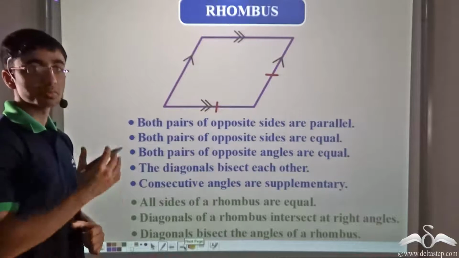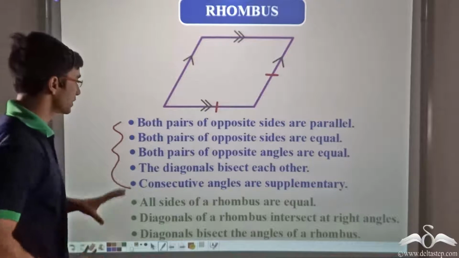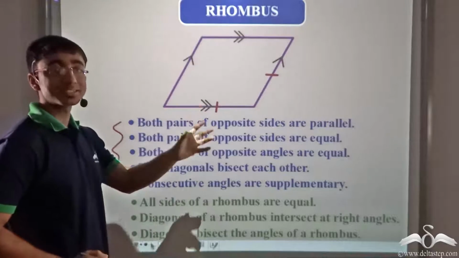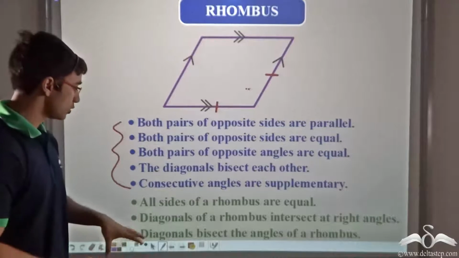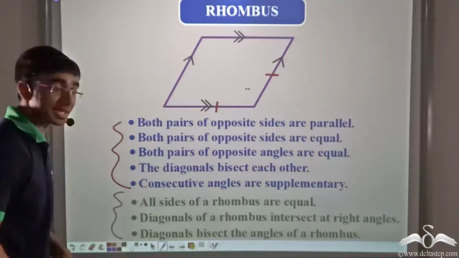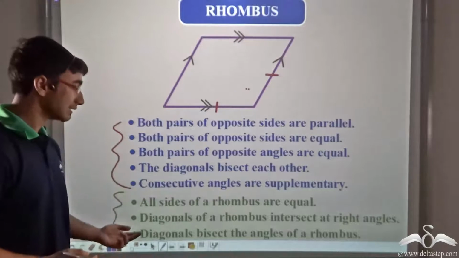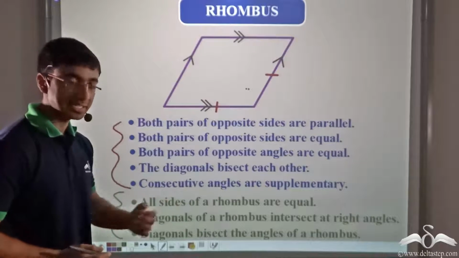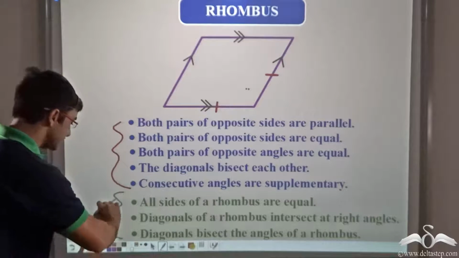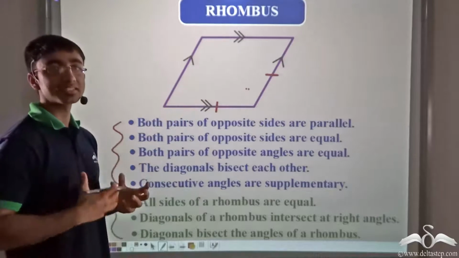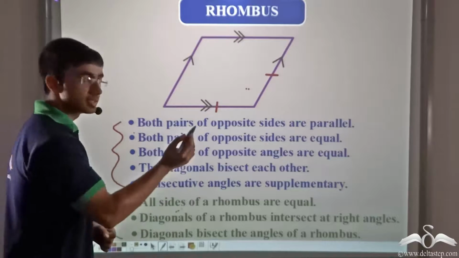So now let us study the special properties that are exclusive to a rhombus. We have studied properties which are true for a rhombus as well as a parallelogram, because a rhombus is also a kind of parallelogram. Now we have these three properties that are exclusive for a rhombus. All sides of a rhombus are equal. Diagonals of a rhombus intersect each other at right angles. Diagonals bisect the angles of a rhombus. And these properties are exclusive for a rhombus because it is a special case of a parallelogram. So in addition to these properties, a rhombus has these properties as well.